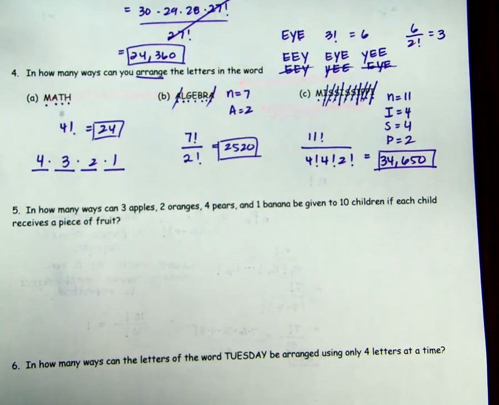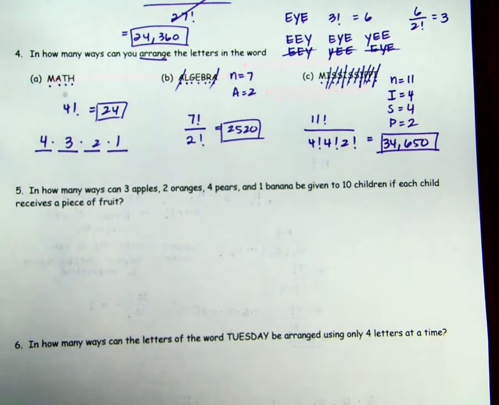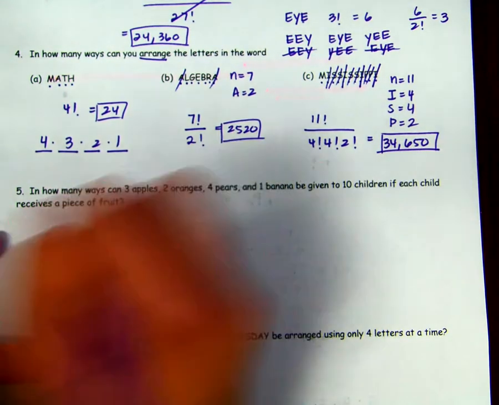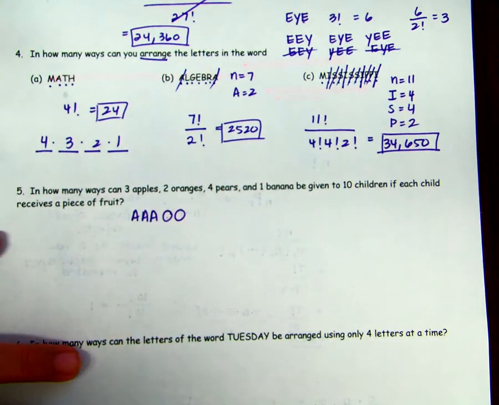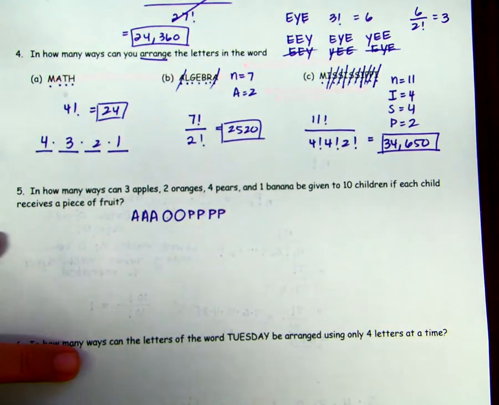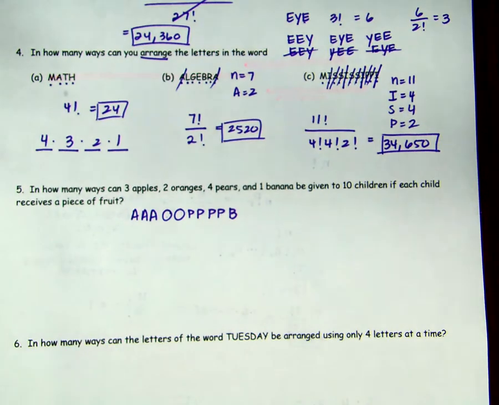Alright, so now we move on to how many ways can 3 apples, 2 oranges, 4 pears, and 1 banana be given to 10 children if each child receives a piece of fruit? Well, you'll notice that 3 apples, we're assuming that they're just apples. So apples, apples, apples. Orange, orange. Pear, pear, pear. They're not really different. So in this case, I like to denote this as apple, apple, apple. Orange, orange. Pear, pear, 4 pears. So 1, 2, 3, 4. And 1 banana. So now it just looks like our example from above.